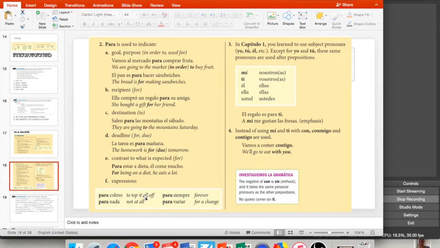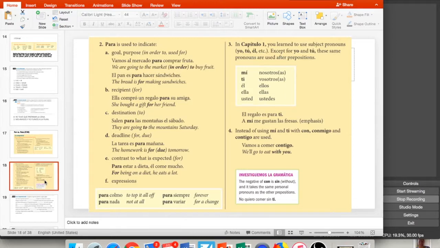And then, of course, this chapter also brings in when you're adding con, which means with, along with a preposition. So instead of saying con mi, we say conmigo, or con ti, we say contigo. So with me and with you. Conmigo, contigo. So the example your book gives is, vamos a comer contigo. We will eat with you. So some indications there for por and para.